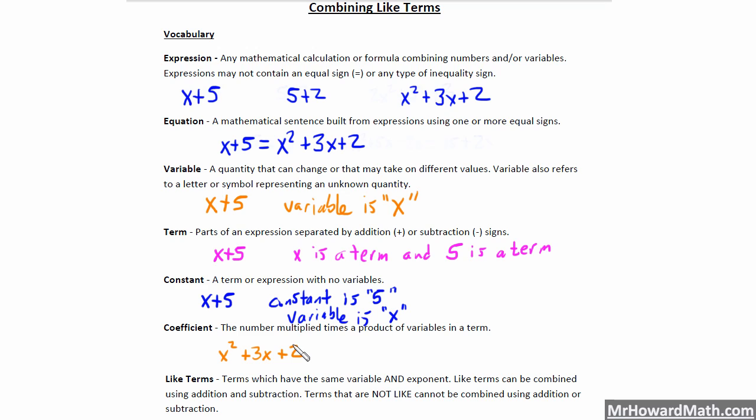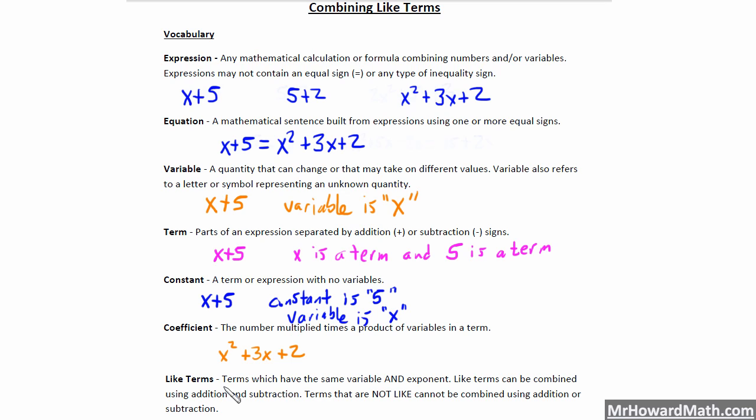So coefficients, that is the number multiplied times a product of variables in a term. So it's basically the number in front of a variable term. So this x squared has an implied 1 in front of it. So the 1 would be the coefficient of this x squared term. This x term has a 3 in front of it, so the coefficient in this case would be 3. So we have a coefficient of 1 here, an implied 1. We don't have to write it, it's implied. And then we have a coefficient of 3 in front of this 3x here. Okay?